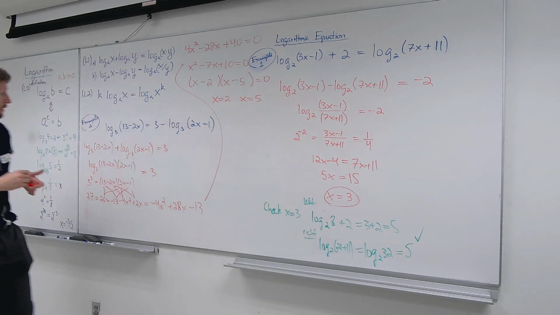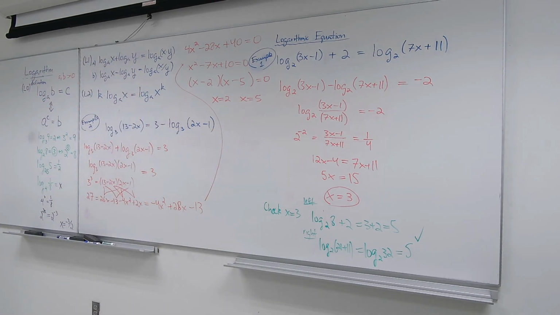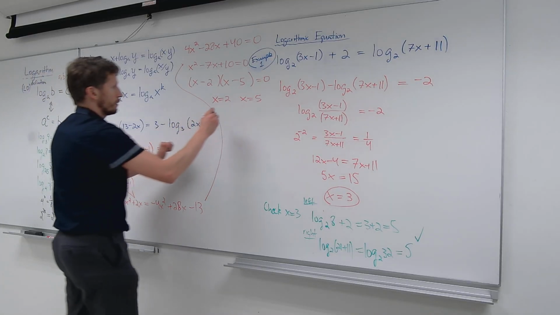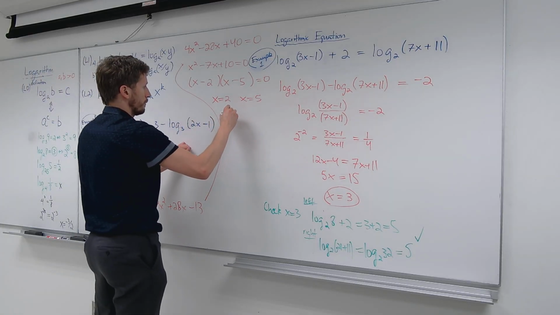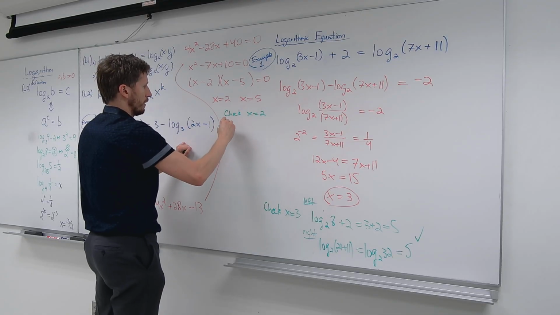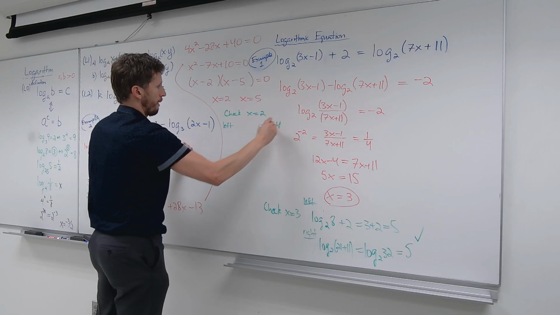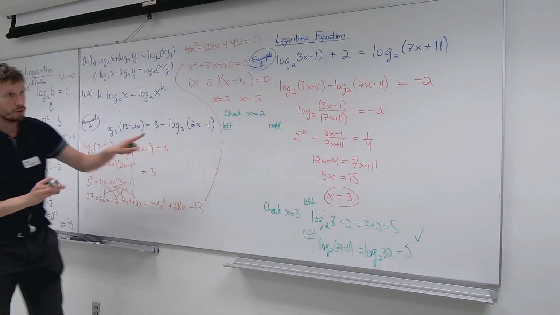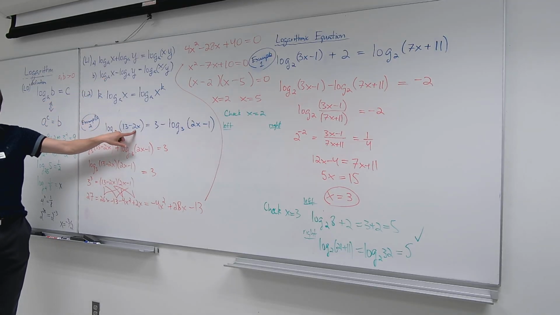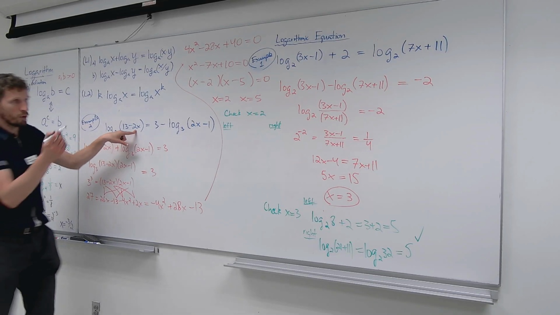Let's check. You ready? I'm almost done. Let's see what happens. Is it really working? So let's check. Check x equals 2. Okay, let's do left side and right side here. Left side. Ready? Put x equals 2 in. What's 13 minus 2 times 2? What's 13 minus 4? 9, right? So we're almost done.